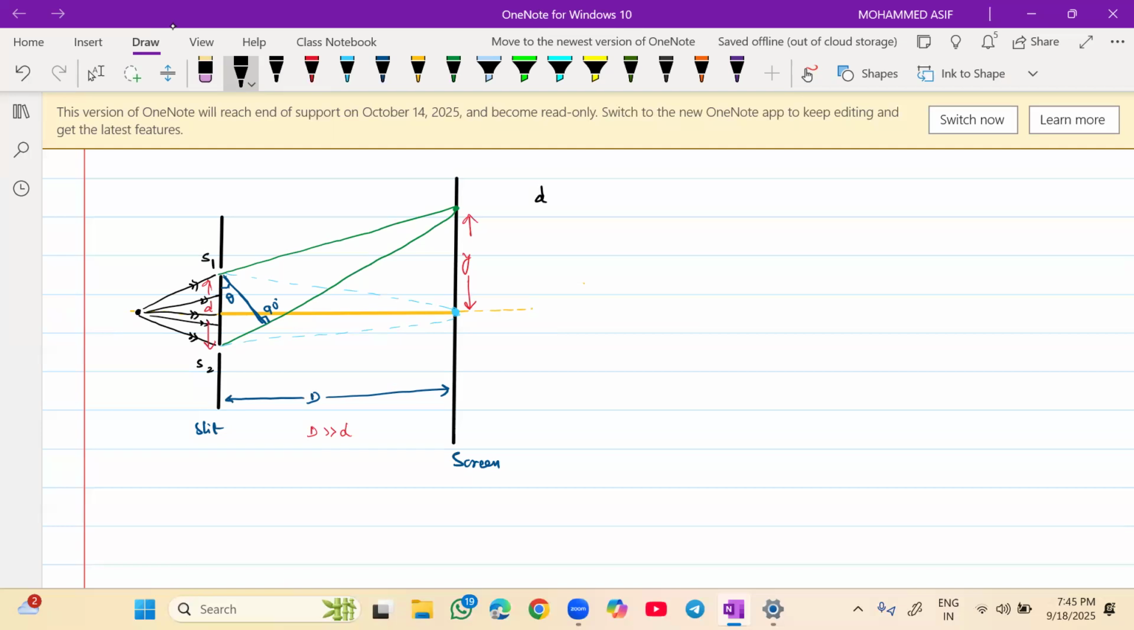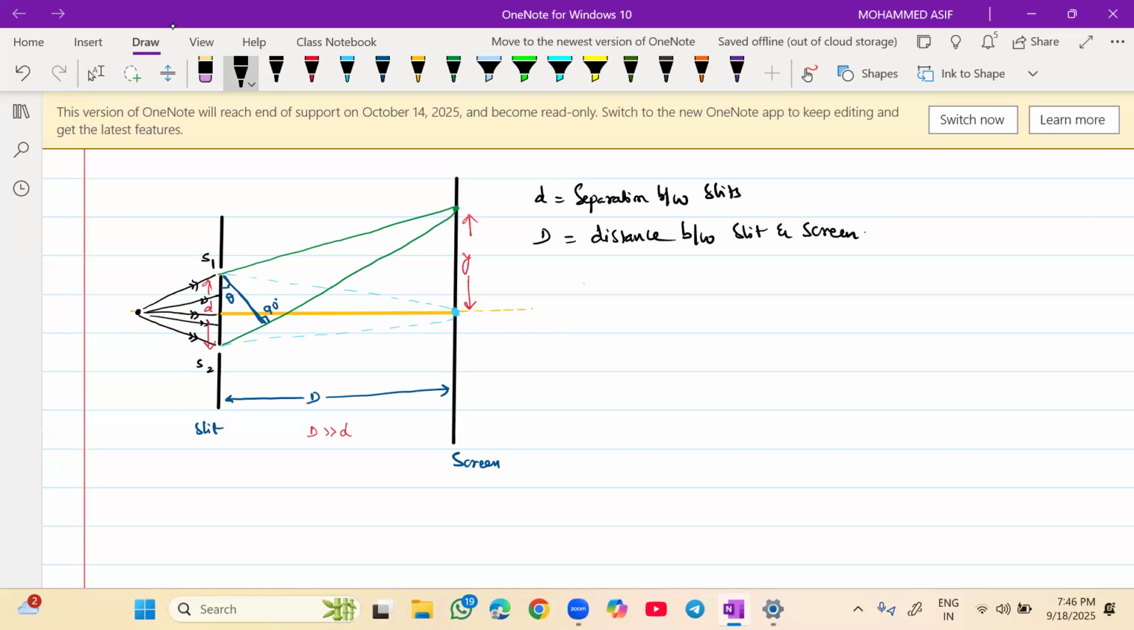So I'll write here, small d is equal to the separation between slits. Am I clear? And capital D is equal to the distance between slit and screen.